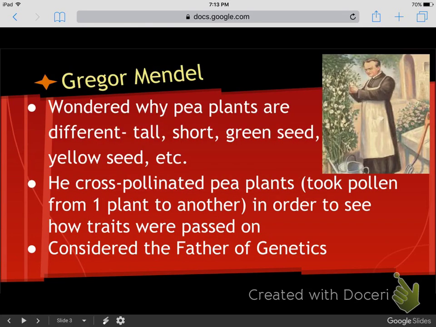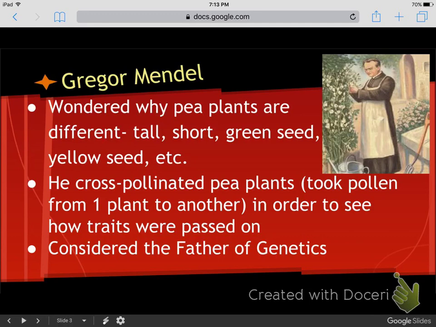The main person that we talk about when we talk about genetics is going to be Gregor Mendel. He is the main scientist who figured out the whole concept of genetics. And how he did this was he had pea plants that he was growing, and they were all different. Some were tall, some were short. Some came from a green seed, some formed a yellow seed. They had all these different characteristics, and he wondered why. Why were they all so different?